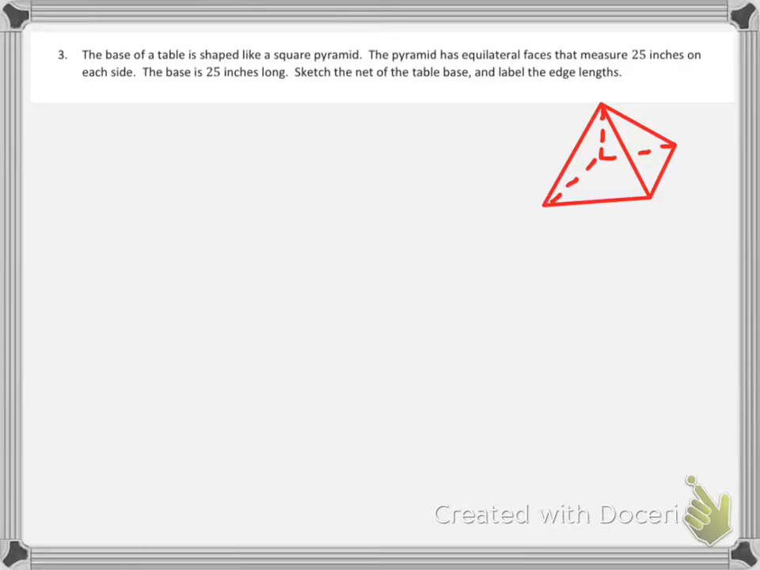So if we label this, I've got all of these are 25s. 25 there, a 25 there, that's a square base. And then each of these triangle legs are also 25 inches. And then we need a net. So let's talk about the net. Well, it's going to be a square base, 25 by 25.